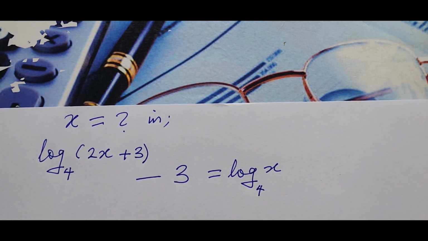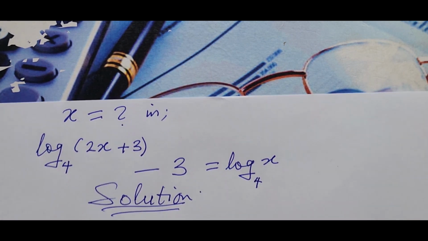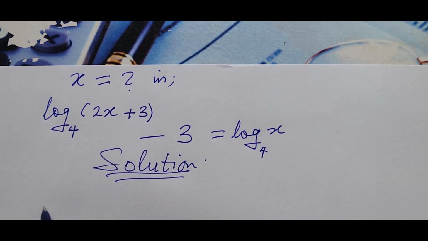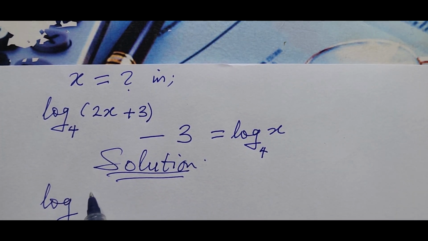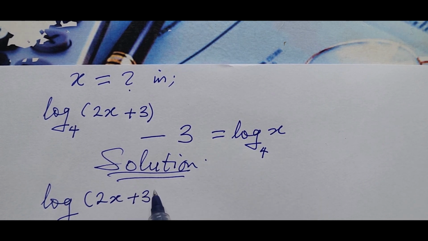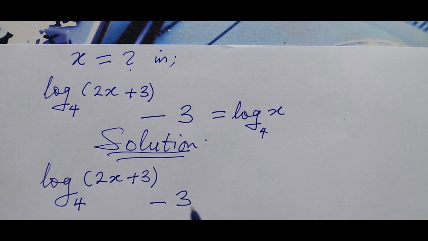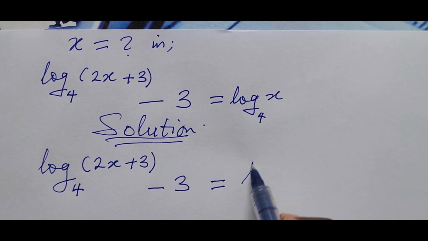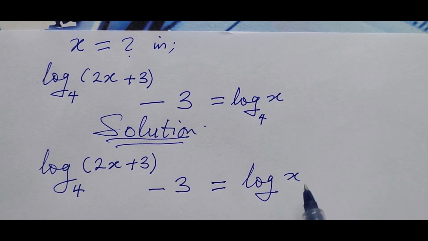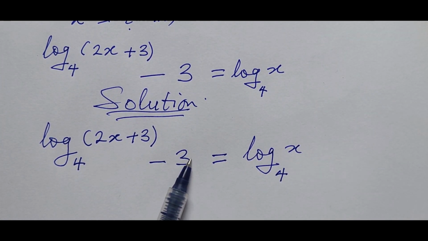So first, let's take our solution. The equation again is log (2x + 3) base 4 minus 3 equals log of x base 4. So what we do here is this: we want to express this in log form.